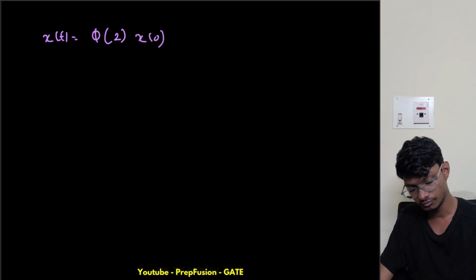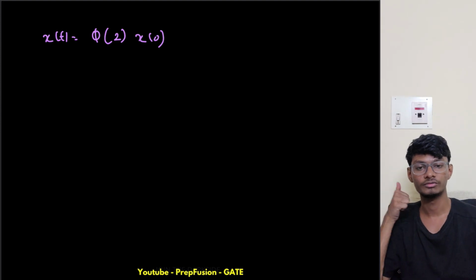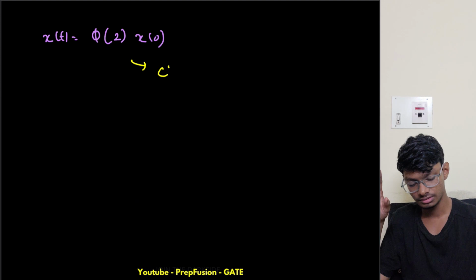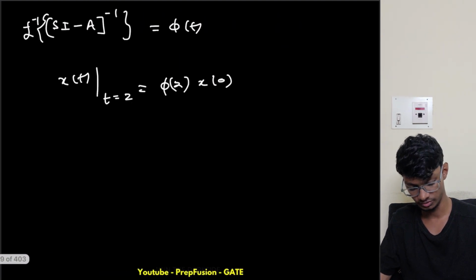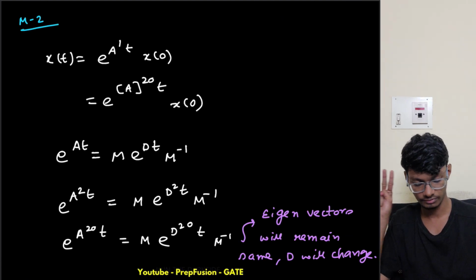Okay, what is your homework? You don't have to do it for power 20. Do it for power 3 and check whether this method is working, like this method is matching with the answer of the previous method. Just check if both of these methods are working. Okay, this is your homework.